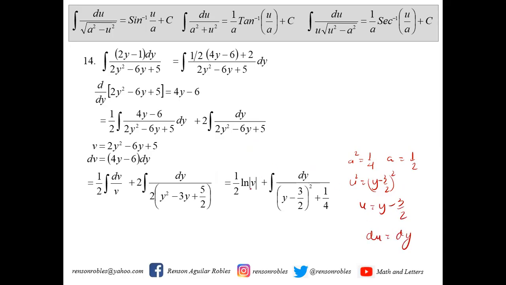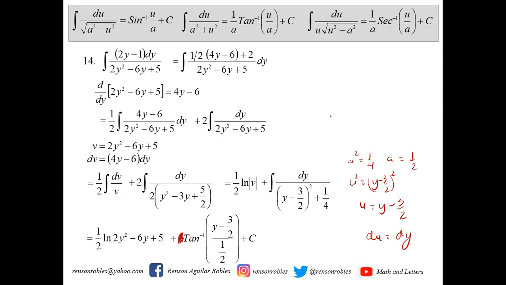So we shall now have 1/2 ln of 2y squared minus 6y plus 5, and then plus 2. Hold on, what happened here? Oh yeah, we can drop this off. Sorry, this one, you can drop this off. Because that's 2 over 2, that's arc tangent of (y minus 3 halves) all over 1/2. That's u over a, that's (y minus 3 halves) all over 1/2, plus c.